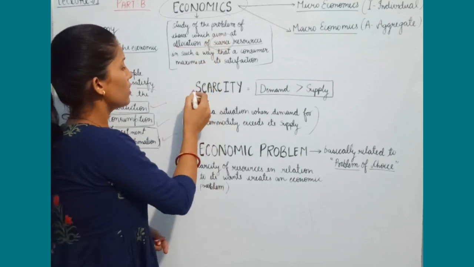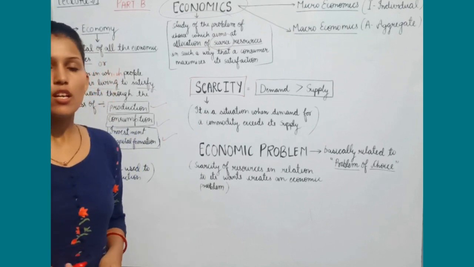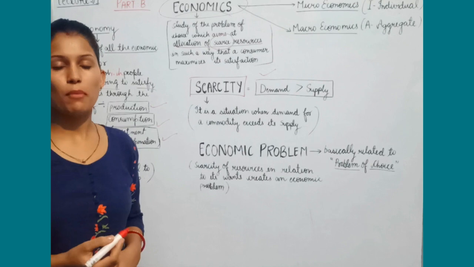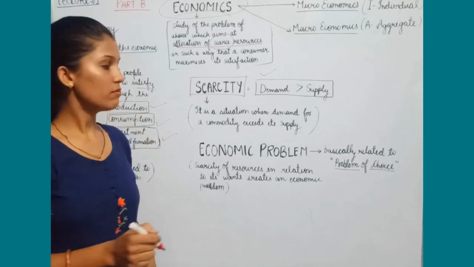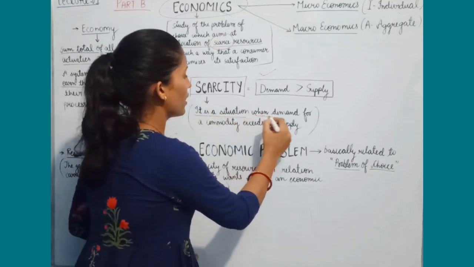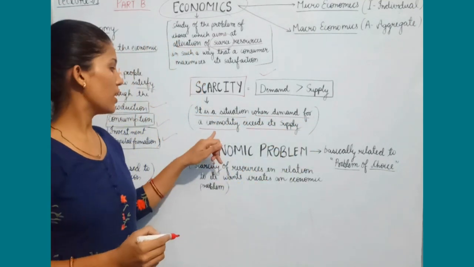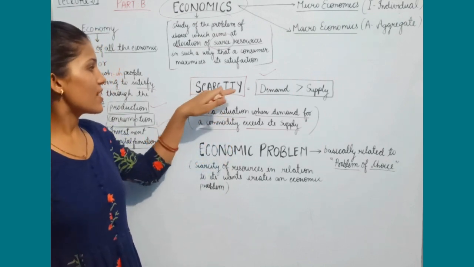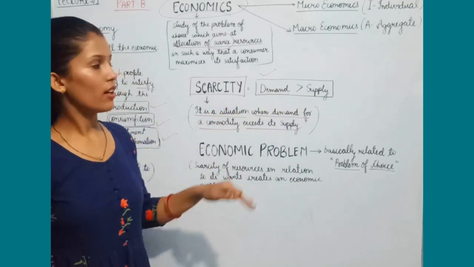Before we begin further, the term here is scarcity. Scarcity is a situation where demand is greater than its supply. It means there is a shortage of the supply of that particular good. So it is a situation where demand for a commodity exceeds its supply. Commodity here is a good only, another word for good.